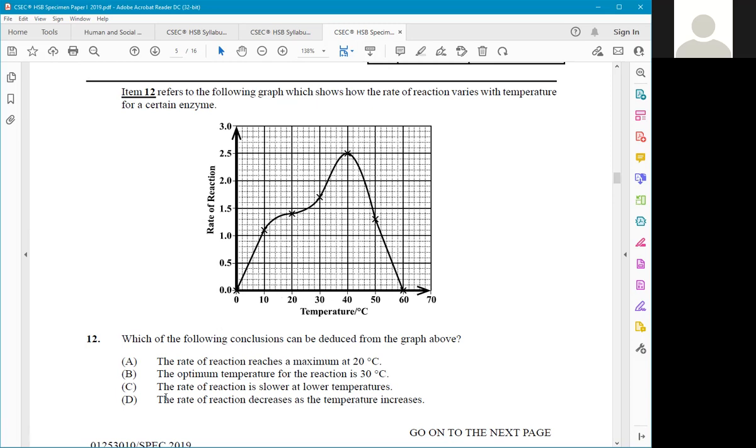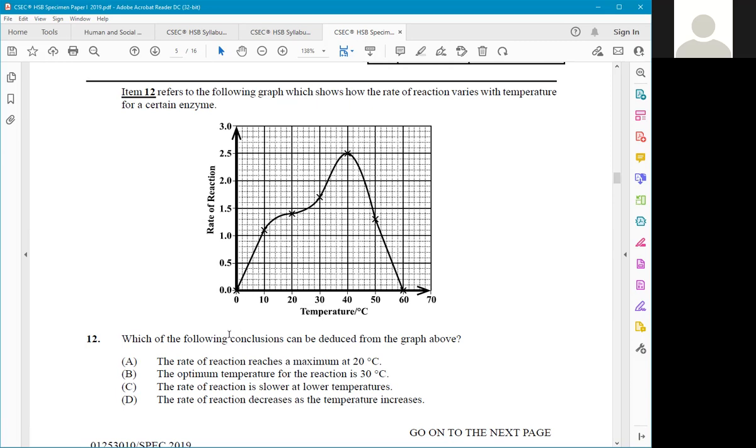then you can't take that as the answer. And D, the rate of reaction decreases as temperature. Which one did I say there? The rate of reaction is slower at lower temperatures. This is an ambiguous answer, no? Because D can be the answer and C has to be the answer, but C is ambiguous. Let me look at D again. The rate of reaction decreases as temperature. No, that's out. This C is the correct answer.